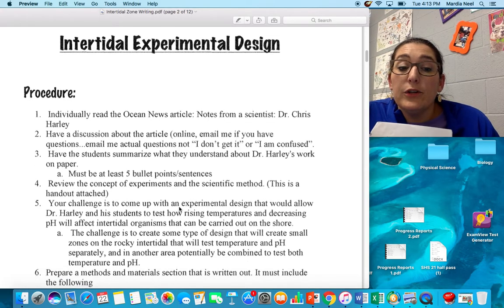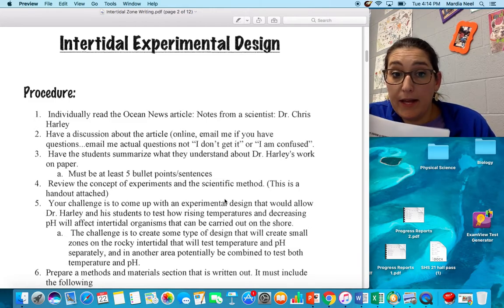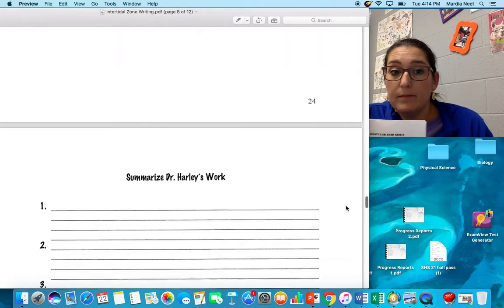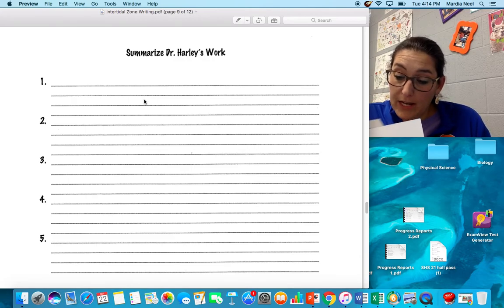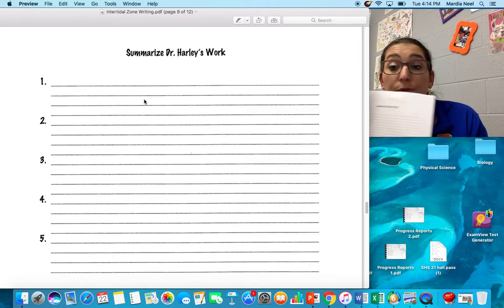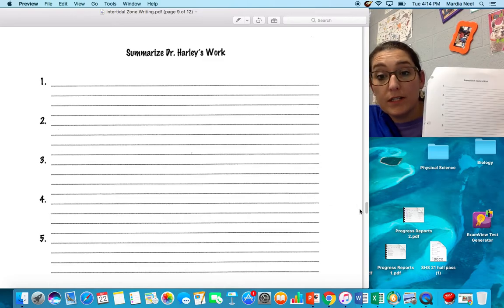After you've read it, you're going to summarize what you understood about Dr. Harley's work on a piece of paper. There has to be at least 5 bullet points or sentences. To show you what I expect, there is a page down here at the bottom that says summarize Dr. Harley's work. I gave you lots of room. I expect you to write in complete sentences and to summarize what he said thoroughly. Not plagiarize, do not copy, summarize. Put it in your own words.